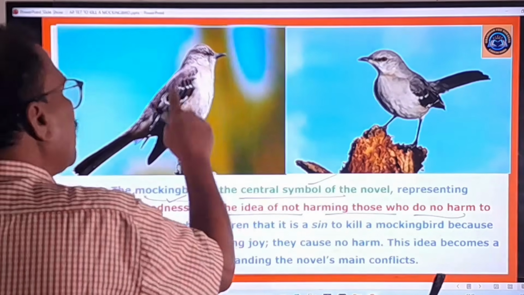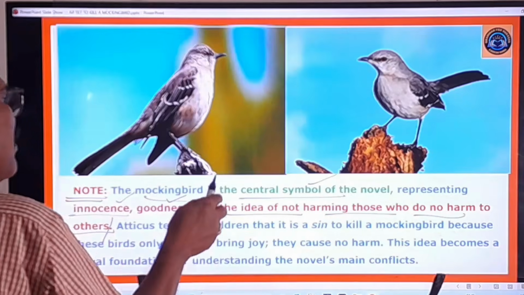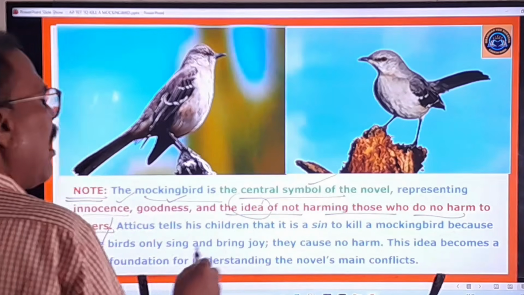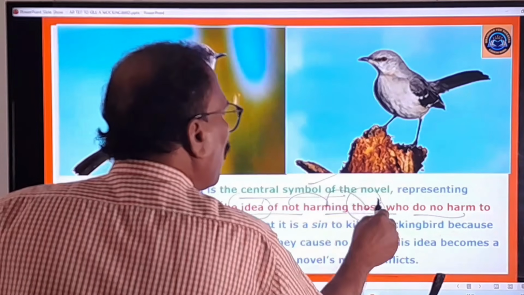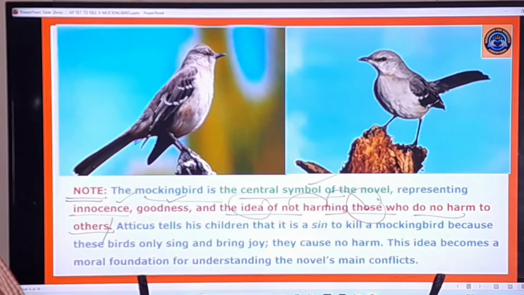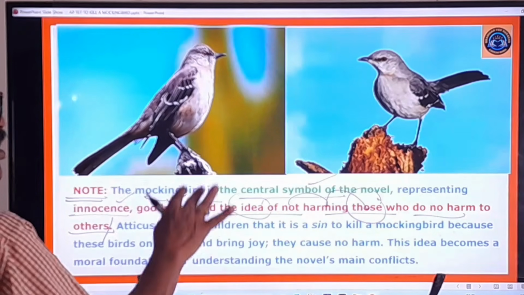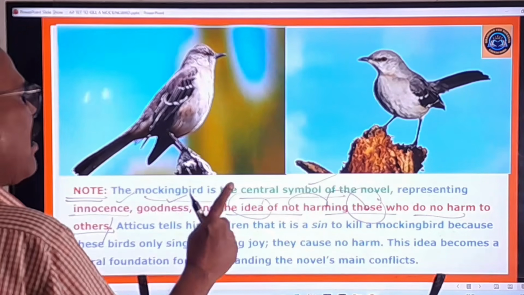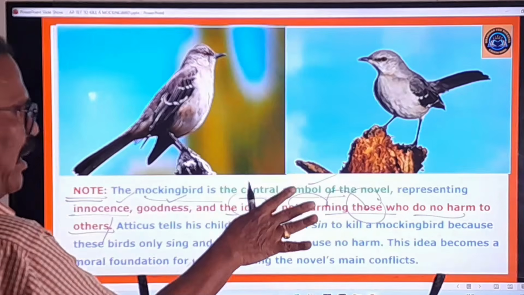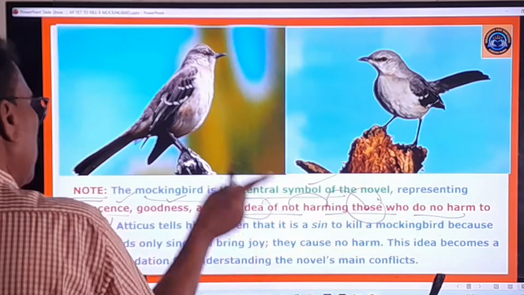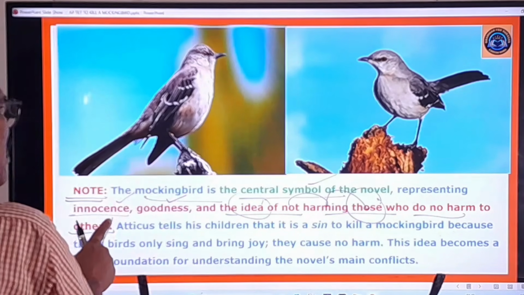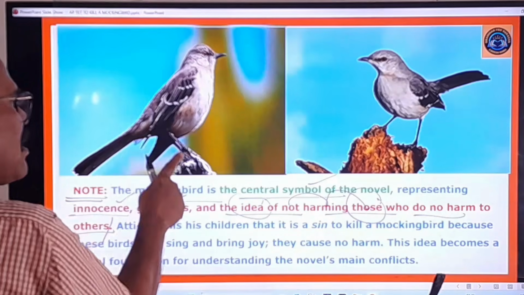So that means this bird stands as a symbol for the idea. What is that idea? Of not harming those who do not harm others. Whoever does not harm others, such a man should not be harmed by anybody. For that idea, for this goodness, for this innocence, this mockingbird stands as a symbol.